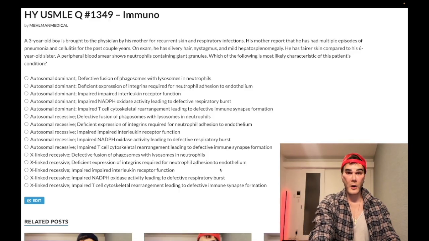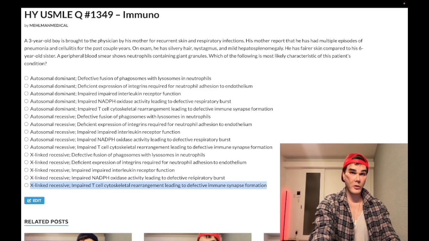So let's just whip through the final ones. X-linked recessive NADPH oxidase deficiency would be chronic granulomatous disease. So it's usually XR, can be AR, but that's your susceptibility to catalase positive organisms: Staph, Serratia, Pseudomonas, Aspergillus, Candida, E. coli, Burkholderia. And then we've got this final answer choice, X-linked recessive T cell dysfunction with cytoskeletal issues.